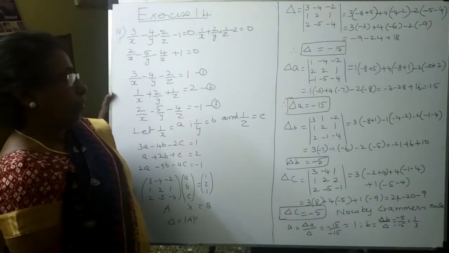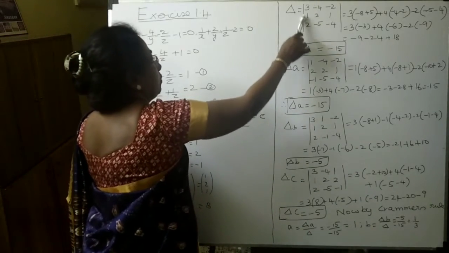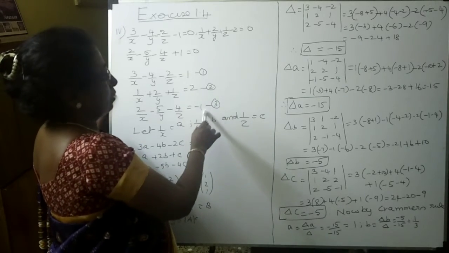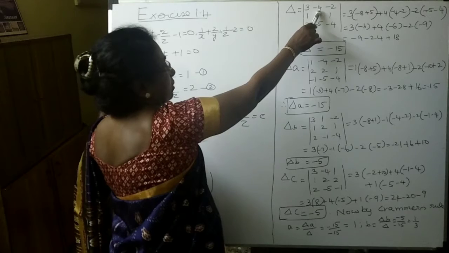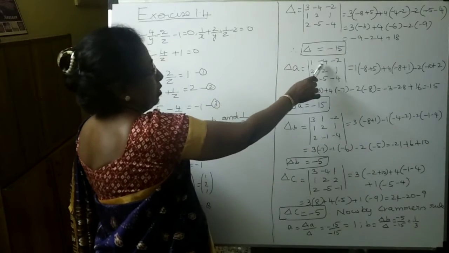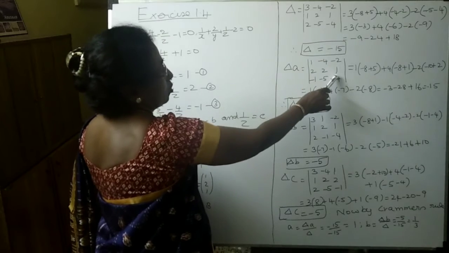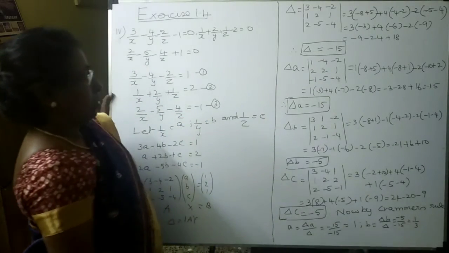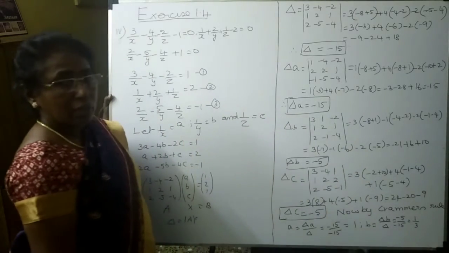Now delta A. To find delta A, replace the A column by 1, 2, minus 1, the constants. So you get 1, 2, minus 1 and the other two columns as they are, minus 4, 2, minus 5, and minus 2, 1, minus 4. Simplify this determinant, you get the delta A value is equal to minus 15.